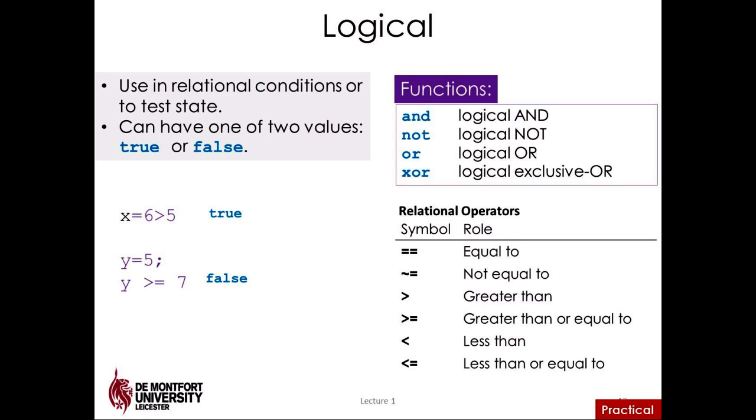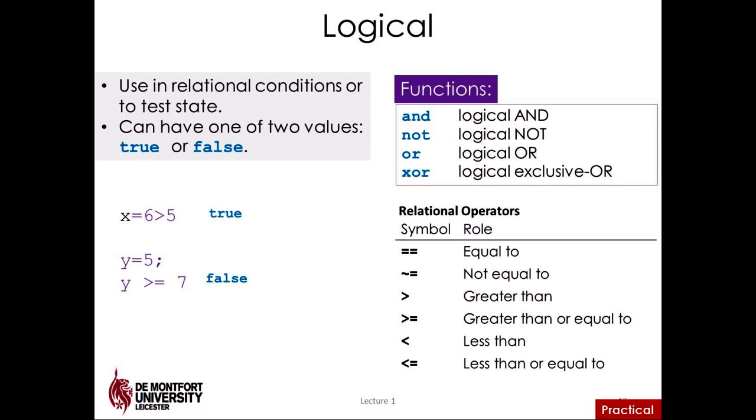For example, you can say if condition A and condition B or condition C, then run the code. You can also use what are called relational operators to determine if a variable is equal to, greater than, or less than a value.